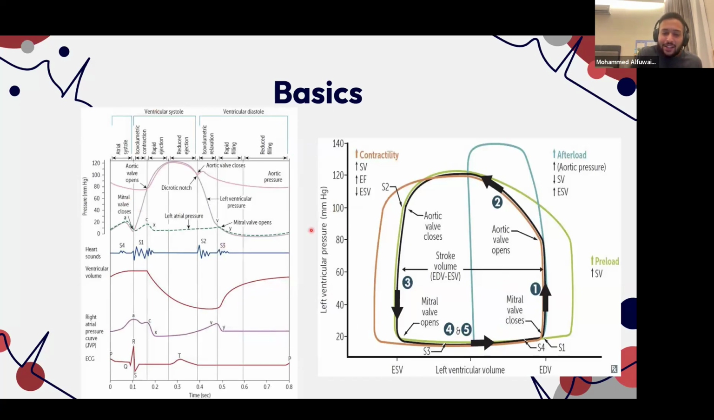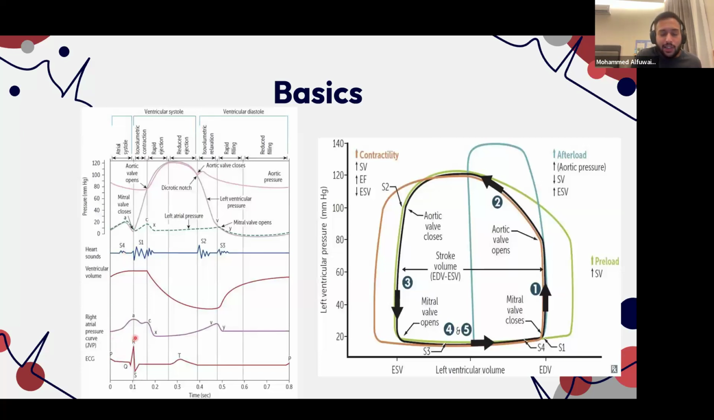So this is all basic first year stuff, but you need to be able to recognize the different changes in the atrial pressures, in the aortic and ventricular pressures, and in the heart sounds. You need to recognize a lot of these changes that happen at the level of the heart.